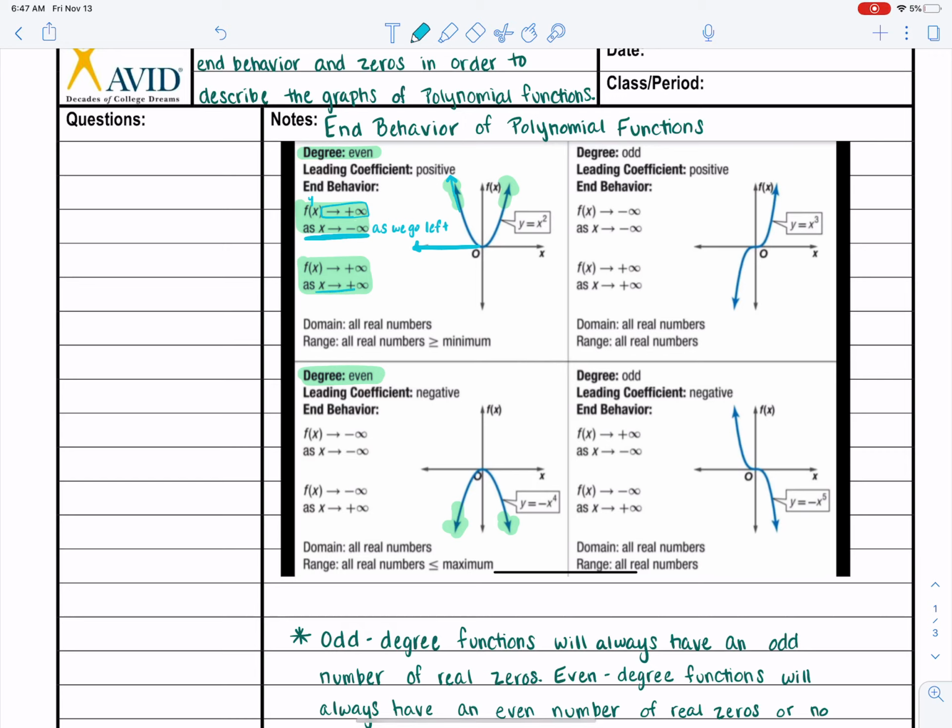As x approaches positive infinity, that's another way to say as we go right. If you ever see as x approaches positive infinity, you're just going to look to the right of the graph. And as the graph moves to the right, my y values again are moving up. So the y values approach positive infinity. Okay?